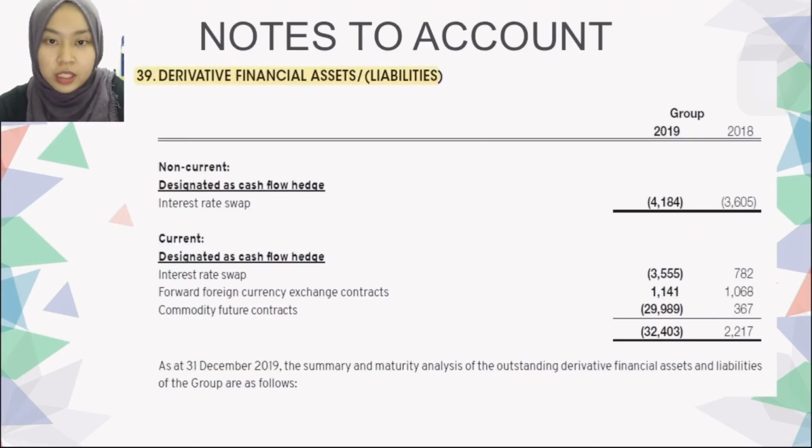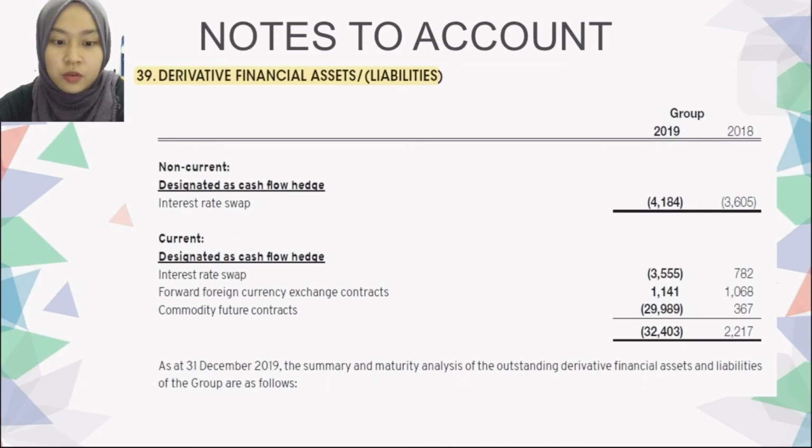In note number 39, under the non-current designated as cash flow hedge, they mention here that there is an interest rate swap of 4,184 for 2019, and under current, the interest rate swap is 3,555.